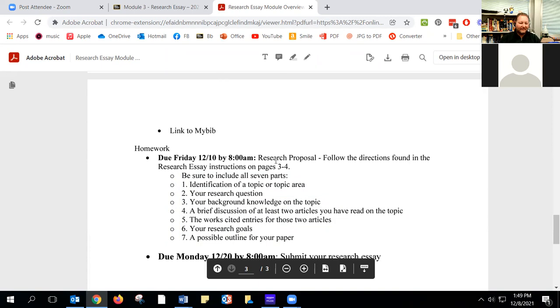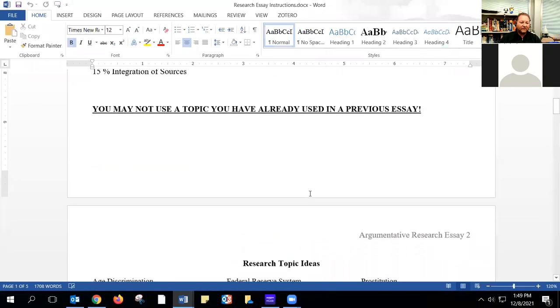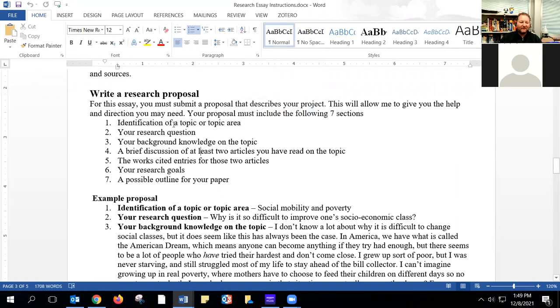And I showed this at the end of last class, right? On the research essay instructions, you just scroll down to the 3rd page. And here's the research proposal. You must have in your research proposal, number 1, identification of a topic or topic area. Number 2, your research question. Number 3, your background knowledge on the topic. Number 4, a brief discussion of at least 2 articles you have read on your topic. Number 5, the works cited entries for those 2 articles, which if you followed the MyBib procedure, you should have done in about 10 seconds, right? Your research goals, and then a brief possible outline for your paper.